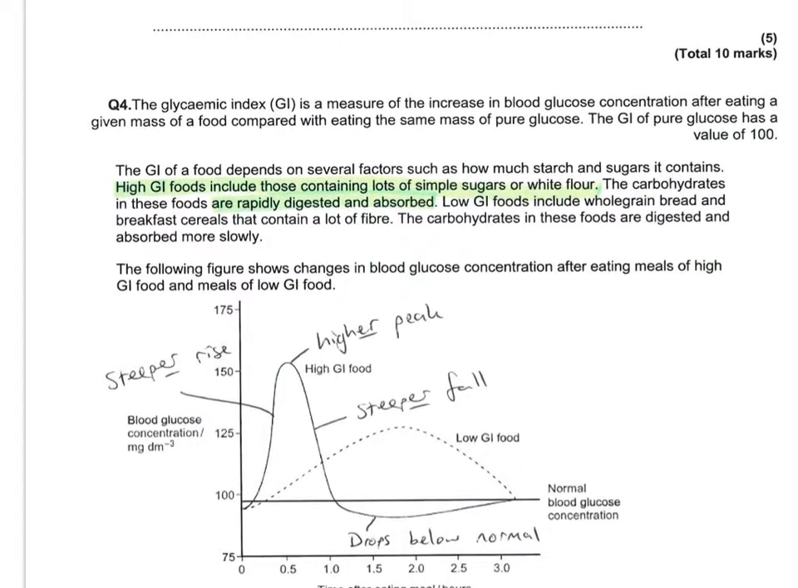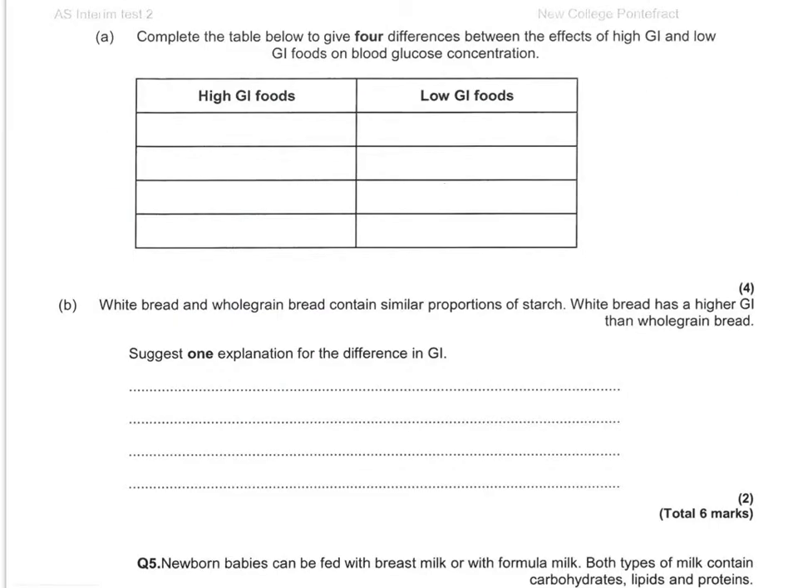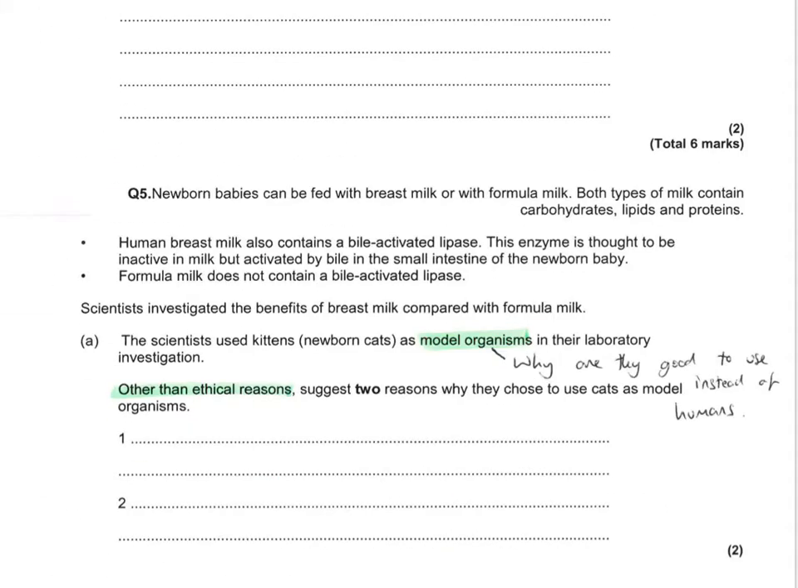Also, for the other question, why does white bread have a high GI? Well, high GI food has more sugar in it, so it's more rapidly absorbed. You're just using information from the text. So here are those questions from the graph before.